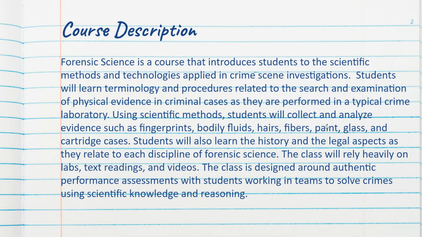First, the course description. Forensic Science is a course that introduces students to the scientific methods and technologies applied in crime scene investigations. Students will learn terminology and procedures related to the search and examination of physical evidence in criminal cases as they are performed in a typical crime scene laboratory. Using scientific methods, students will collect and analyze evidence such as fingerprints, bodily fluids, hairs, fibers, paint, glass, and cartridge cases. Students will also learn the history and the legal aspects as they relate to each discipline of forensic science.